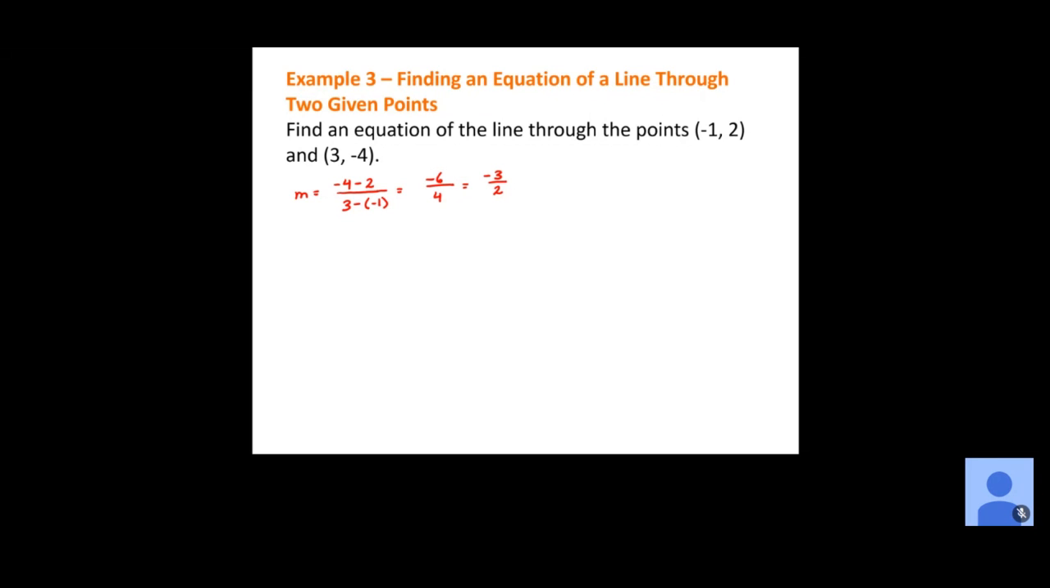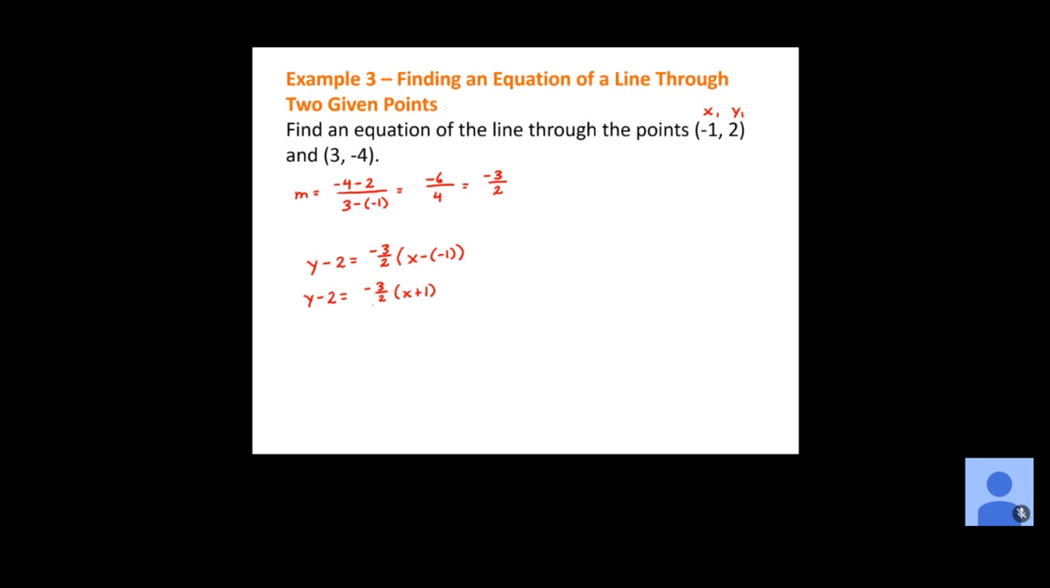Now that we have the slope, we can use that slope along with one of our points, and we can actually write the equation of our line. So I'm going to let this be x1 and y1, and I'm going to use that point slope formula that we looked at previously. So this is going to be y minus 2 is equal to -3/2 times x minus -1. Now the first thing I see here is I've got subtraction of a negative. I'm going to go ahead and change that to addition. So this is y minus 2 equals -3/2 times x plus 1.